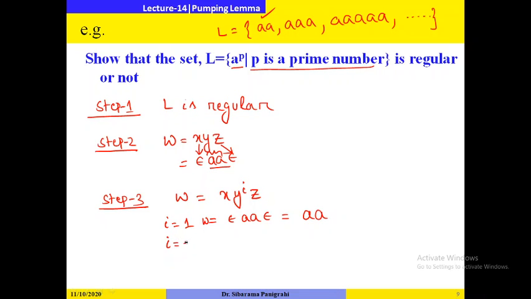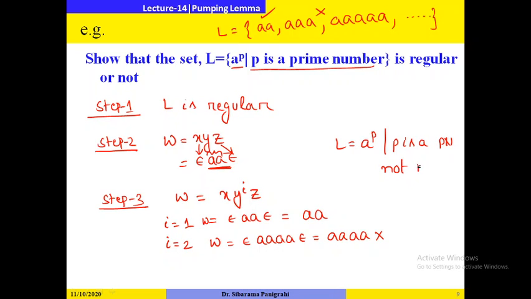Now let me check i equal to 2. Which string will I get? Epsilon, y to the power 2, y is a, so a to the power 2 is aa epsilon. So which string have I got? aa. Now you see, four a's are not present in this language. It means L equal to a to the power p, where p is a prime number, is not regular, because the strings generated by y to the power i for i greater than 0 are not all present in this language. It means this language is not regular.